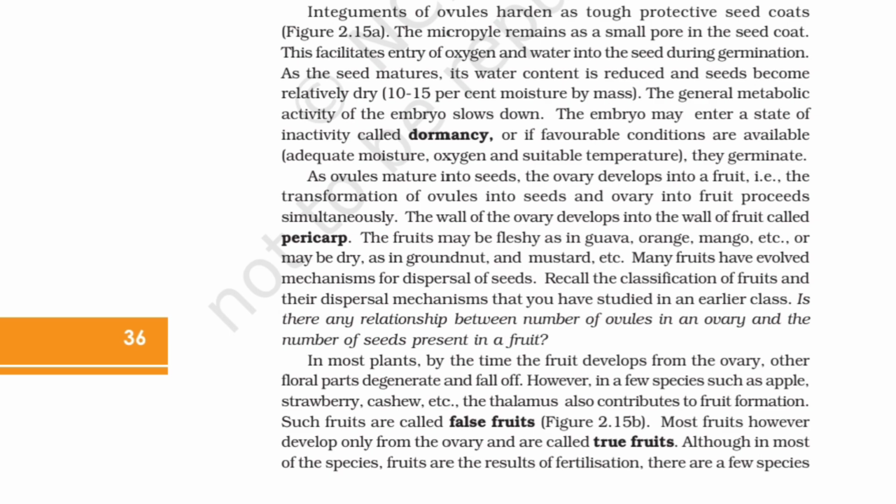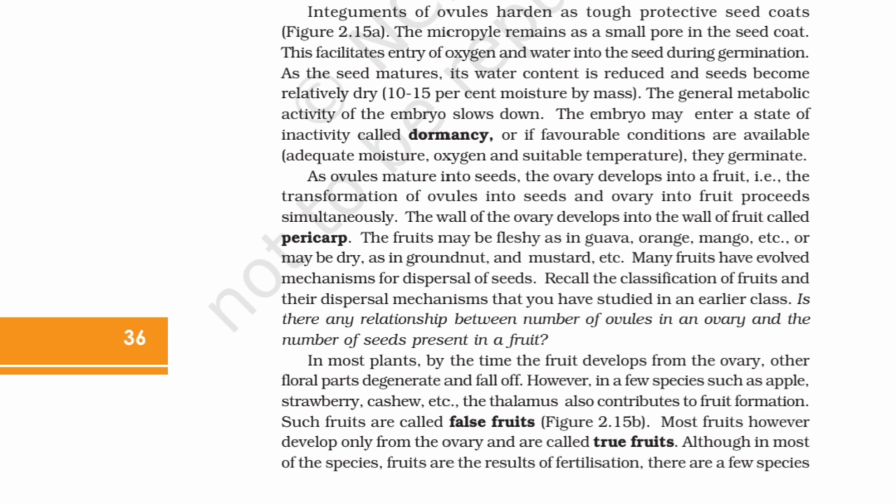In most plants, by the time the fruit develops from the ovary, other floral parts degenerate and fall off. However, in a few species such as apple, strawberry, cashew, etc., the thalamus also contributes to fruit formation. Such fruits are called false fruits, figure 2.15b. Most fruits, however, develop only from the ovary and are called true fruits.